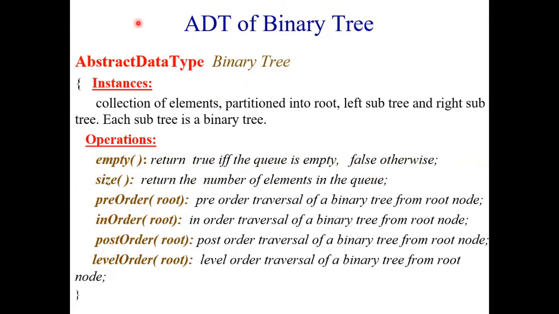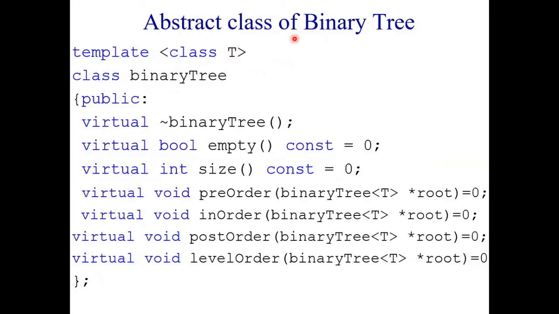So, what is the ADT of this binary tree? What is meant by ADT? This abstract data type gives a specification of this binary tree, and it also represents the operations of the binary tree, but there is no implementation. That is what the ADT of this binary tree is. And we have mentioned instances, nothing but specification, and operations. That is what the ADT of this binary tree is. So what is the abstract class of this binary tree?